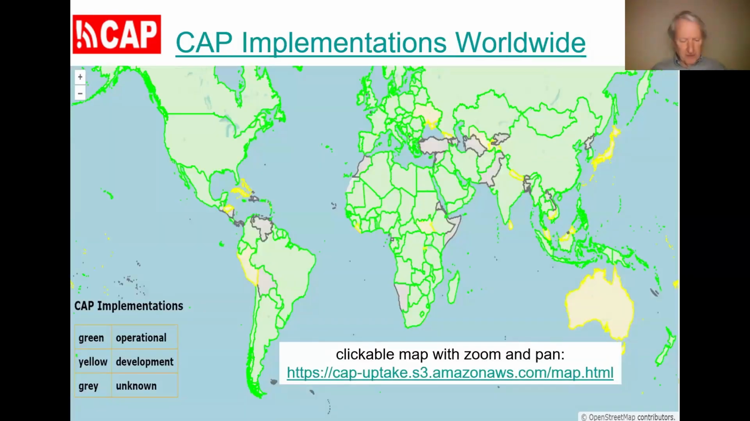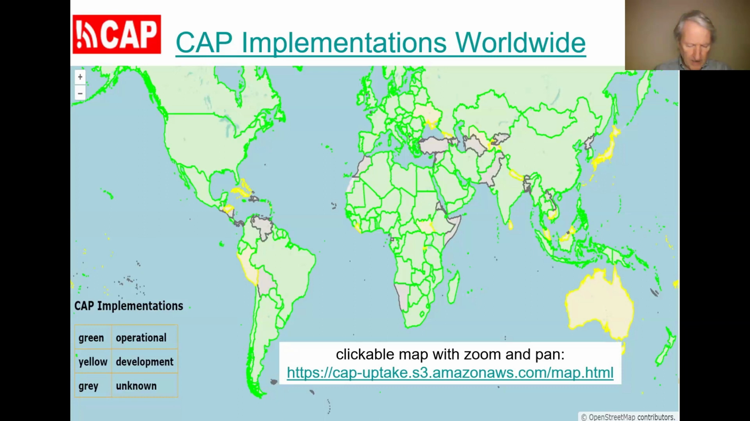Our fourth point under context is to give you this global view of CAP implementations worldwide right now. 91% of the world's population lives in a country with at least one national CAP news feed operator, which is 86%, or green on this map, or in testing now. That's the other 5%, yellow on this map. And of course, Burundi's included.